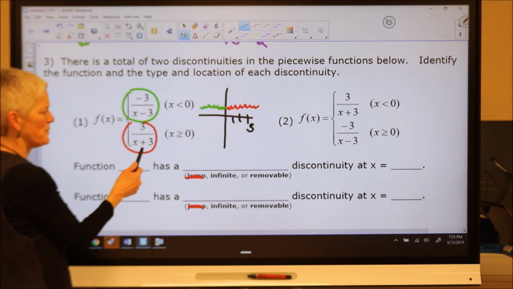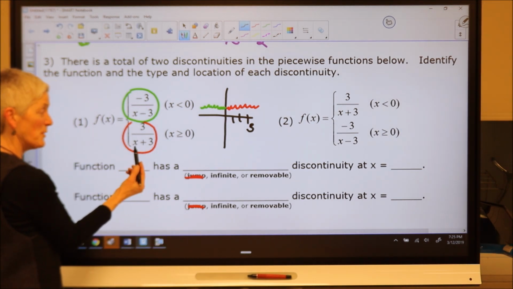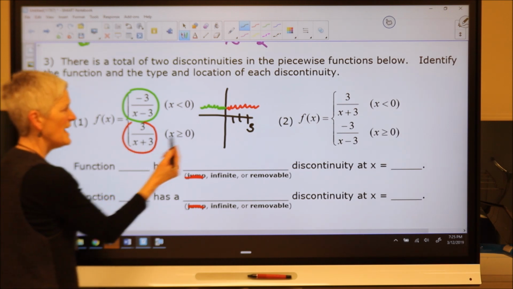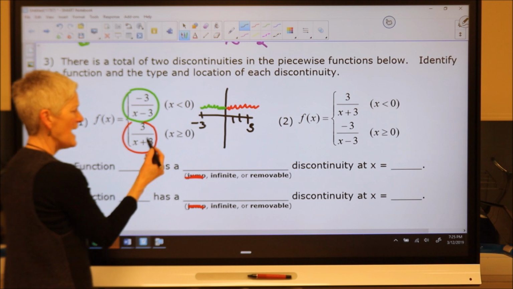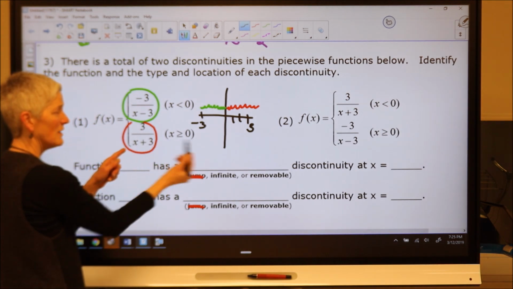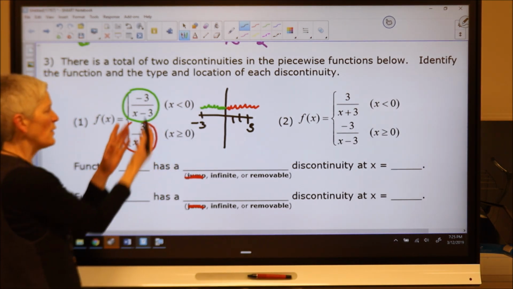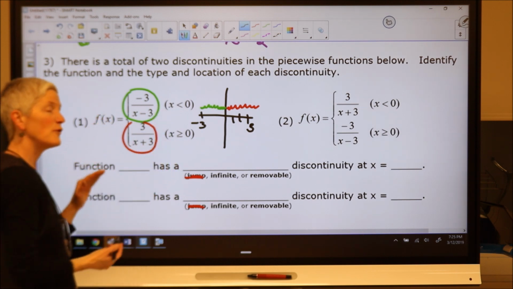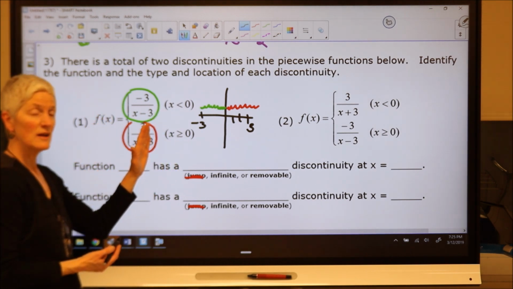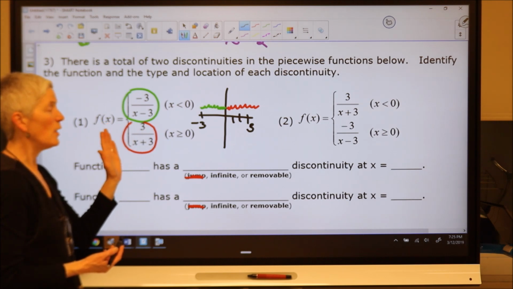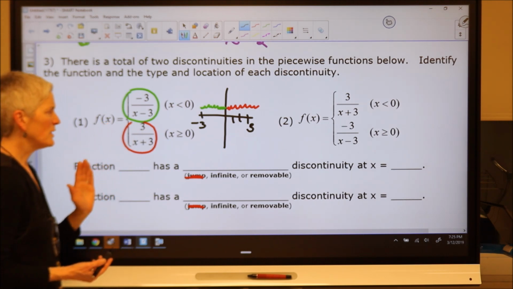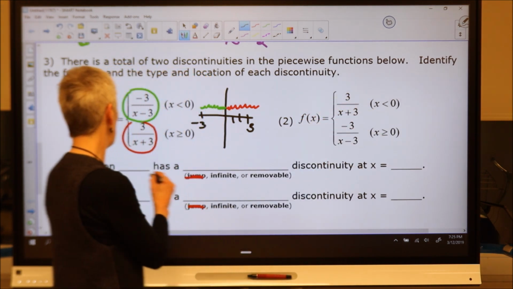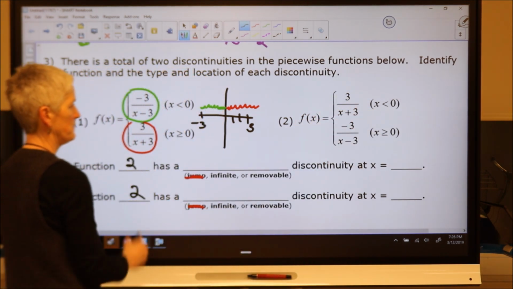Now let's look at this red piece. I'm going to have a problem when x is -3, because that creates 0 in the denominator. Well, -3 is down here. I'm not on this red piece when x is -3, so I don't have any problem at all. This is going to be a nice, flowing, continuous function. No asymptotes, no holes. So it looks like all of my discontinuities are going to happen in function 2. So I'm going to put function 2.